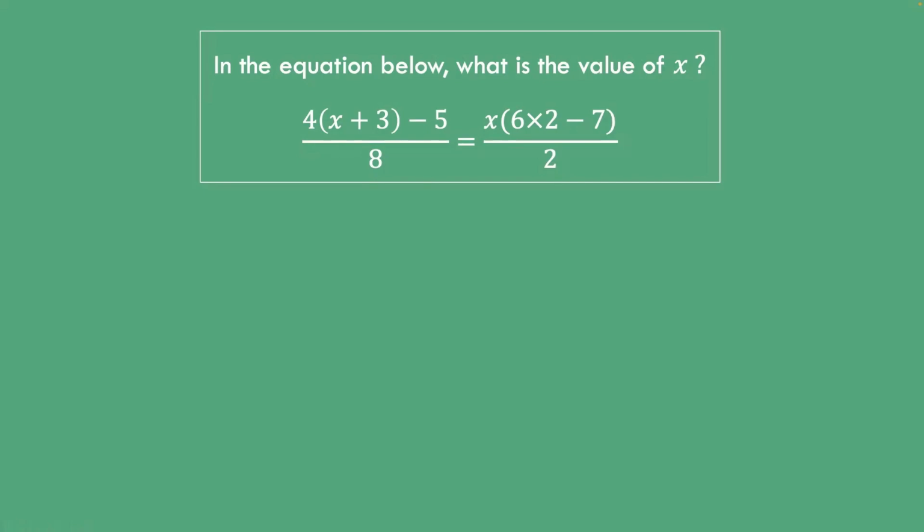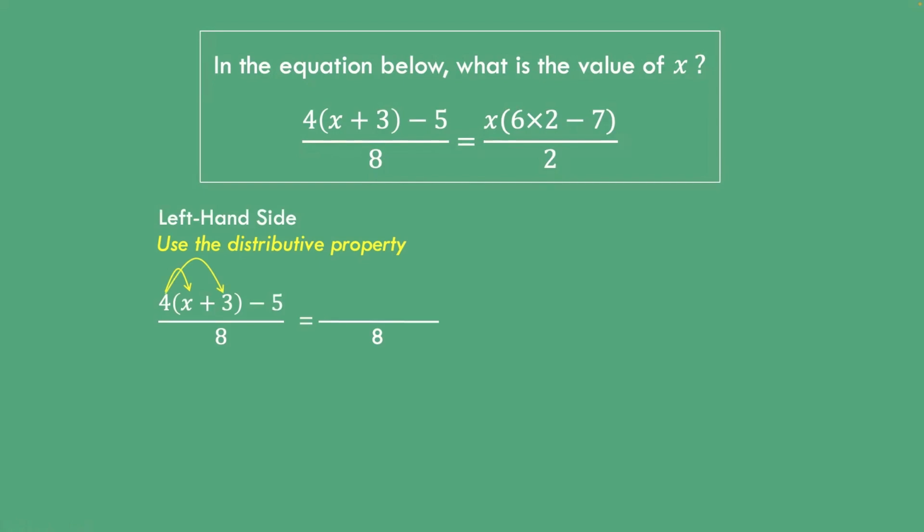Let's begin by simplifying the left-hand side. First, we apply the distributive property in the numerator. Multiply 4 by both x and 3, which gives 4x plus 12. Then subtract 5 to get 4x plus 7. So the left-hand side becomes (4x plus 7) over 8.